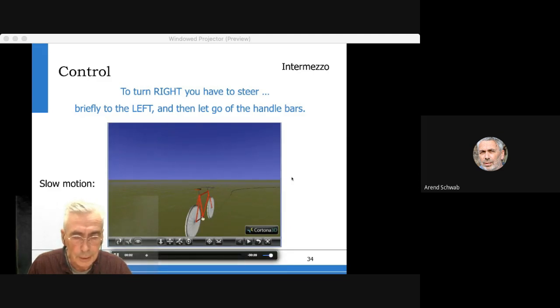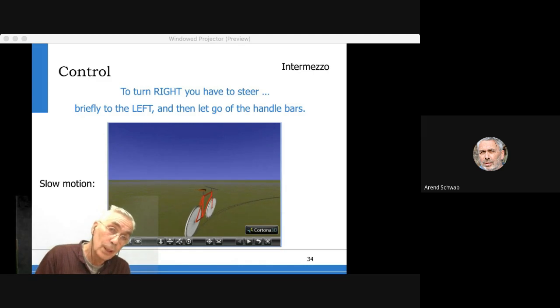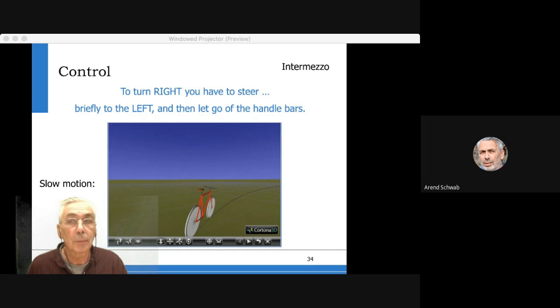So here again, I move forward, I steer to the left, and what happens, my contact points go to the left, so I fall over to the right. And that's exactly what I need, because to make a right turn, you have to have some lean angle to the right. Now, you cannot push against anything. So how do you get your lean angle to the right? Well, there's only one way, is by moving your contact points to the left. And how do you move your contact points to the left? Well, by steering to the left.